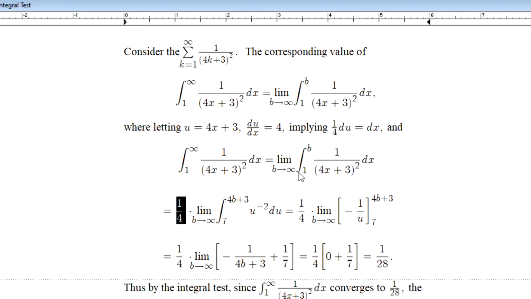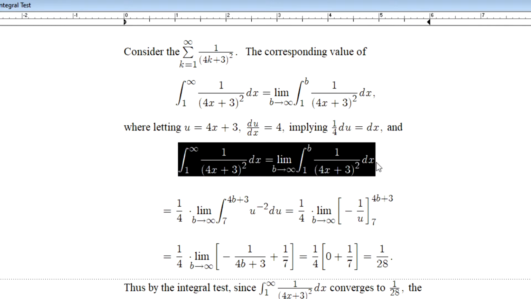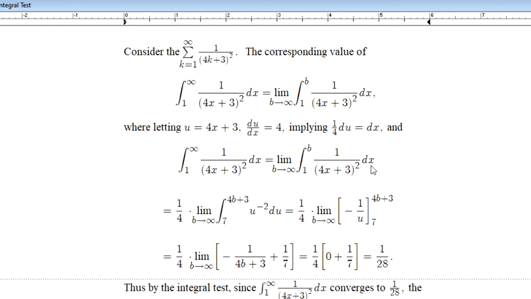We get those new bounds by taking our old bounds of 1 and b and substituting them into this argument for u. And u, replacing the 4x plus 3, can be thought of as u to the negative second power as our new integrand, all integrated with respect to u, the 1/4 du replacing this quantity of dx.